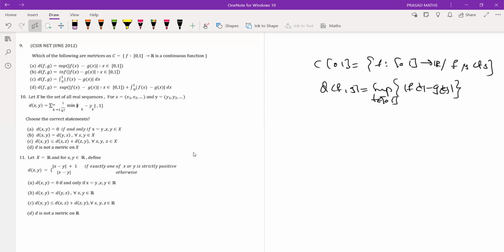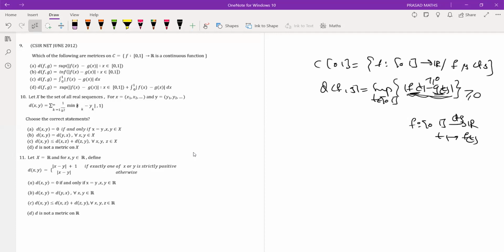The modulus is always non-negative. My function is a real valued continuous function. Whenever t lies between 0 and 1, f(t) is always a real number, and g(t) is a real number. The difference is a real number, the modulus is a real number, and the supremum of non-negative values is always non-negative. So D satisfies the first property. There is no problem. The question is whether the supremum exists.